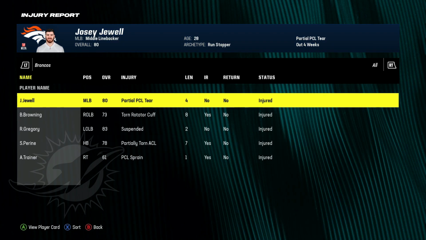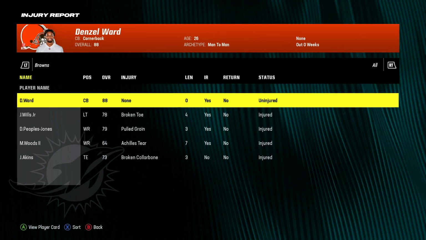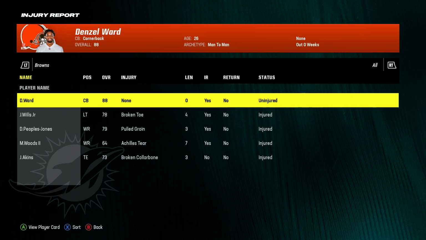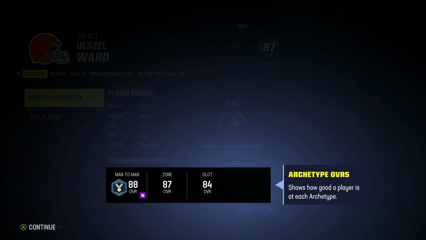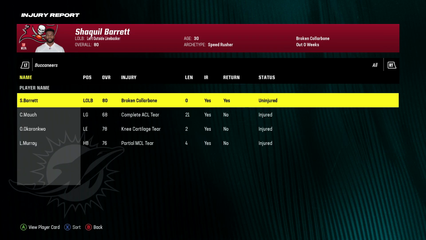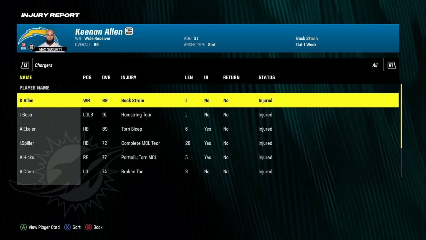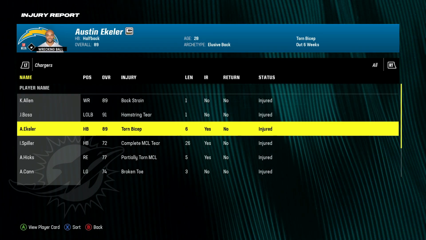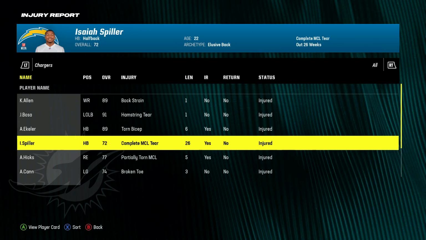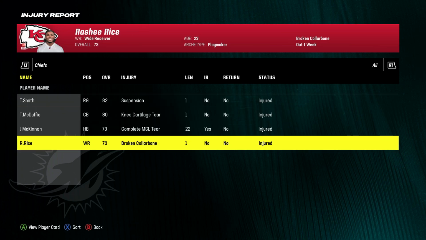Bills, okay, 4 players, not really any detrimental pieces hurt. The Browns got Denzel Ward, that actually got hurt, and uninjured. Status uninjured? Wait, what? Is he out or is he in? I mean, they're not in the playoffs, but still, kind of weird. Okay. We have Keenan Allen, Joey Bosa, and they're in the playoffs, by the way, and no Austin Ekeler, no Isaiah Spiller. Oh, my Lord, that's a lot of injuries.